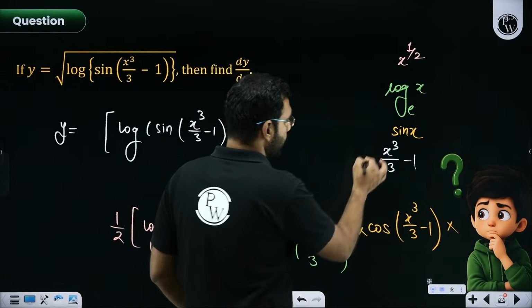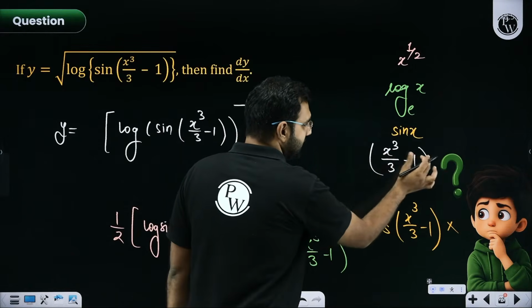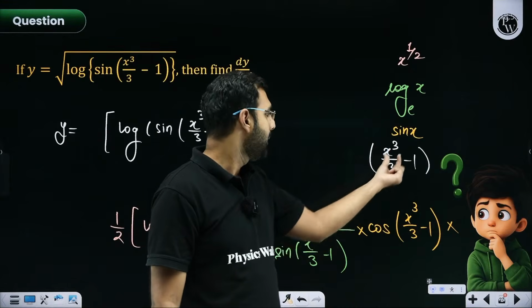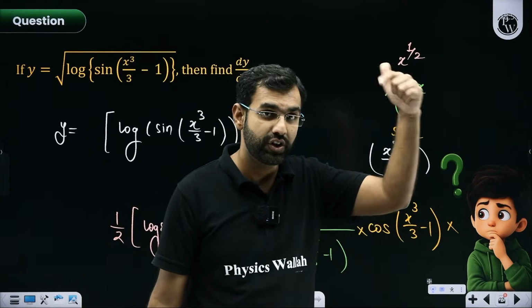We know that when you wish to differentiate it, d/dx can be distributed over addition or subtraction. So d/dx of x cube by 3 minus d/dx of 1, can you imagine it in your brain?